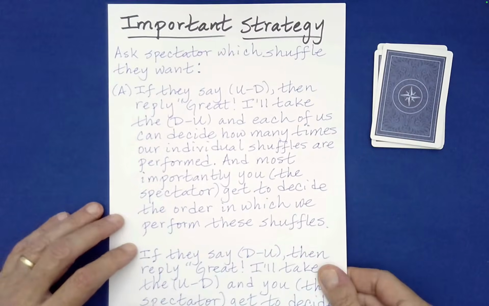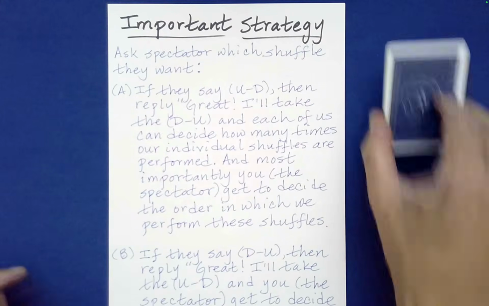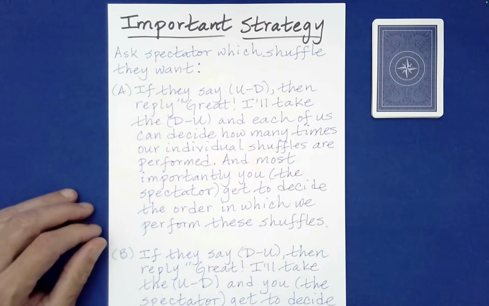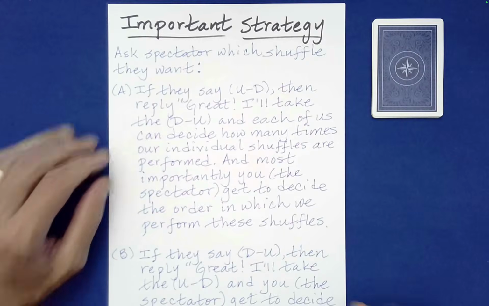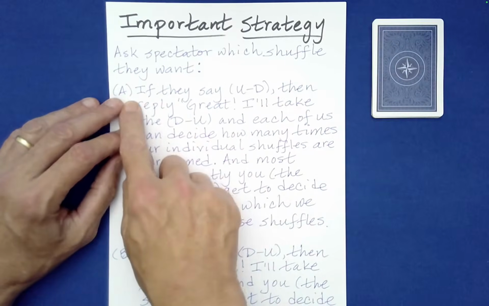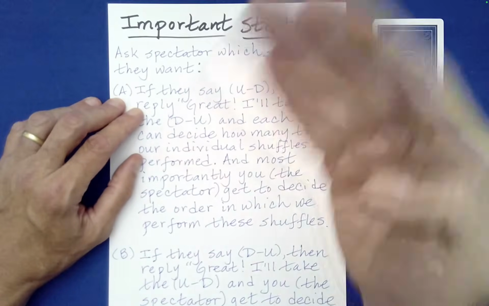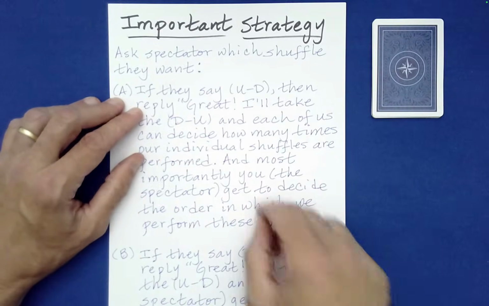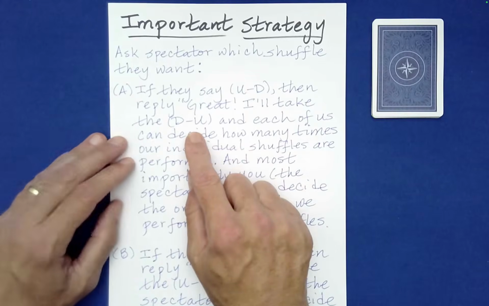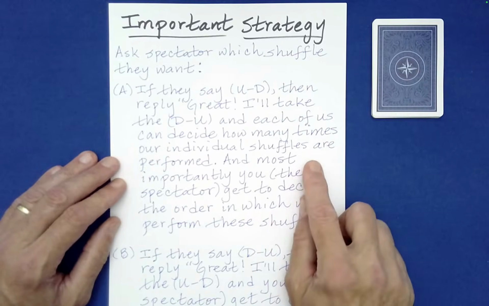So let me just show you how you can do this no matter what the spectator gives as an answer. Okay, so let me just show you this here. So there are 2 possibilities, and they're both easy to accommodate. So ask the spectator which shuffle they want. You're giving them a free choice, and I gave you the choice. So the supposed choice that I assume you made is choice A here. So let's say they choose, or say that under-down is the one for them to perform. Then you just say, great, I'll take the down-under, which is what I did, and each of us can decide how many times our individual shuffles are performed.